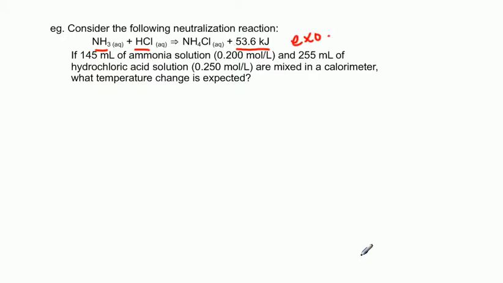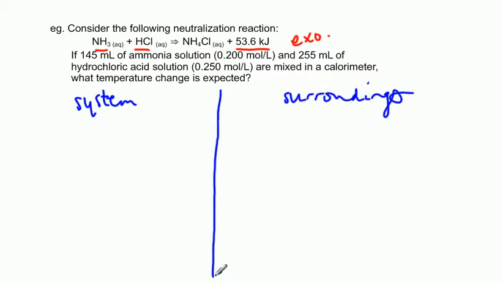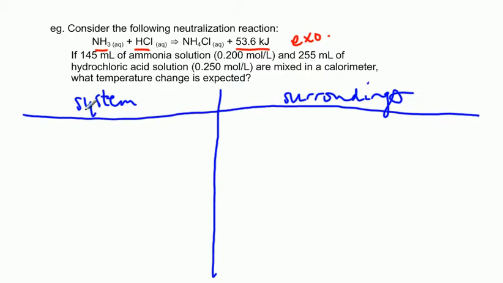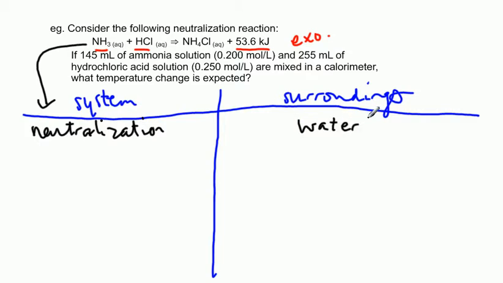the product side. Okay, so much like our previous example, we've got our system and our surroundings. That's lovely. So our system is our reaction, our neutralization reaction. So I'm not going to write the whole reaction out because it's right here. So our neutralization is our system. And again, our surroundings are water.